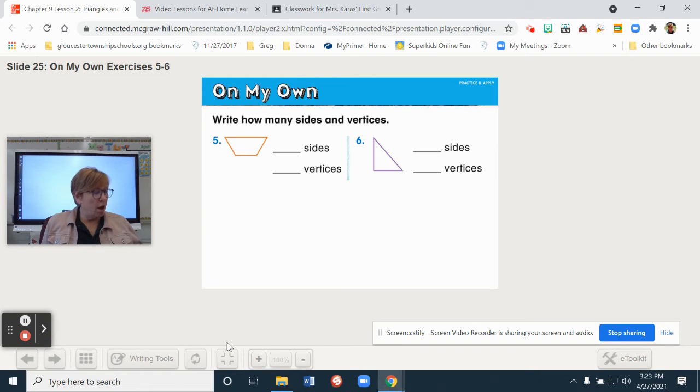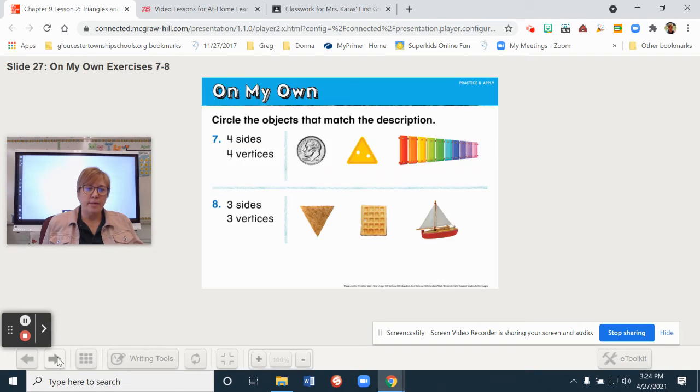Okay, so boys and girls, on the page on your own, okay, you are going to look at these problems and write how many sides and how many vertices. Come back and check your answer when you are done. Here we go. And now for number 7 and 8. Circle the objects that match the description. 4 sides, 4 vertices. Pause and circle your answer now. Number 8. 3 sides, 3 vertices. Circle your answer now.